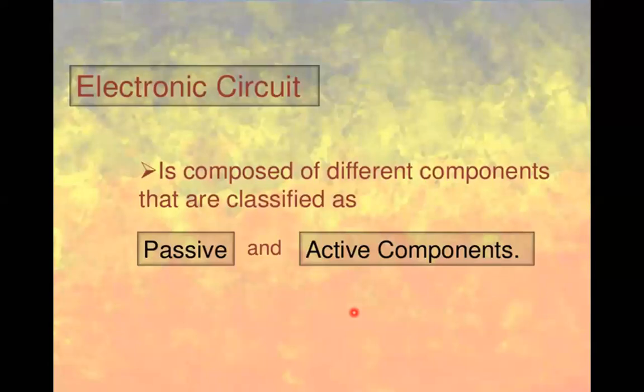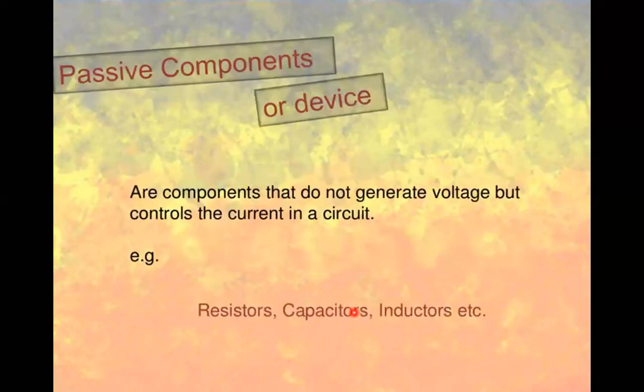So what are electronic circuits? They are composed of different components that are classified as passive and active components. So what are passive components? Passive components do not generate voltage but control the current in a circuit. By itself, a passive component won't generate any voltage in the circuit, but it can control the current.